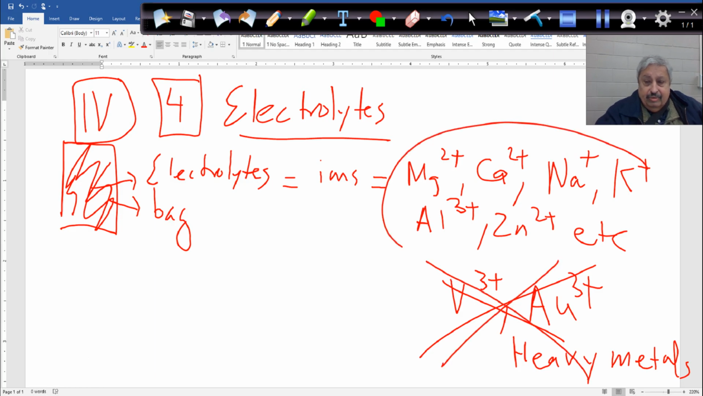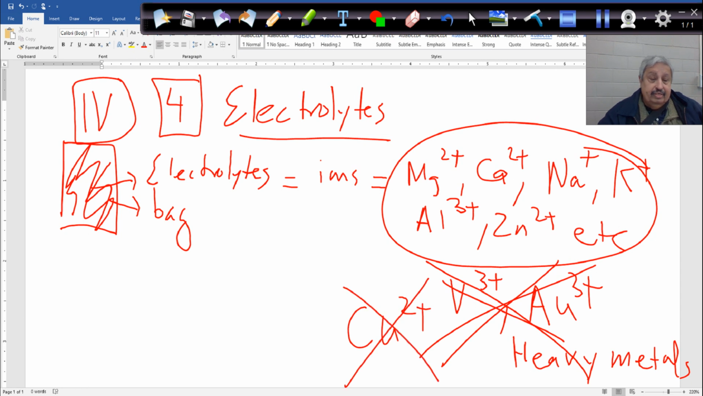But the lighter ones, did I mention aluminum? Yeah, aluminum is not that toxic. Zinc, they can use. Copper, they can't use inside. Those are heavy metals. They can do a lot of damage, mainly to the kidneys and then to some extent the liver.